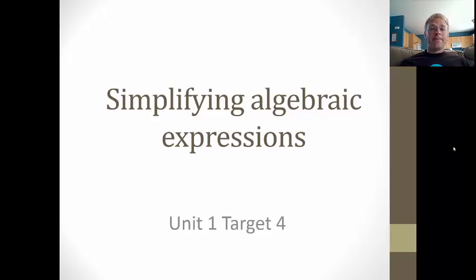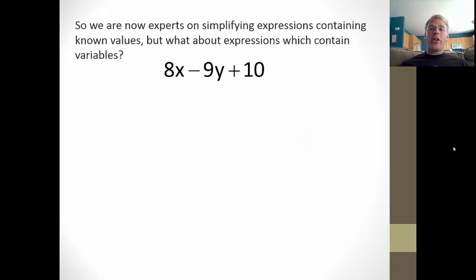How's everybody doing? Well, we're here to talk about simplifying algebraic expressions. Now, we've done a lot with simplifying using our order of operations, but with those, we always had known values. We had numbers that we could actually add, subtract, multiply, divide, use exponents, absolute value, all that good stuff. What happens, though, when we start putting variables into our expressions?